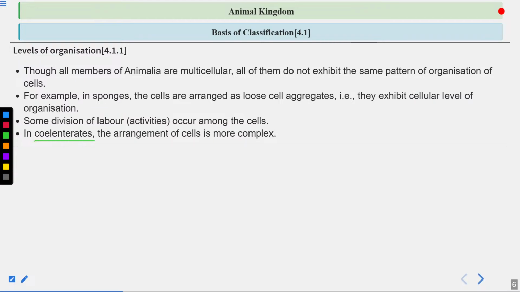Now, coelenterates are the second phylum. The arrangement of the cells is more complex. How does it become complex? Because here, though they are multicellular, their cells are not loosely arranged. Their cells are compactly arranged, and here they are forming tissues. So in coelenterates, which level of organization are they showing? They are showing the tissue level of organization.